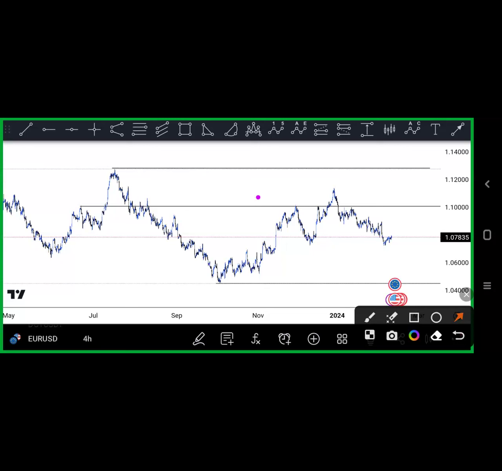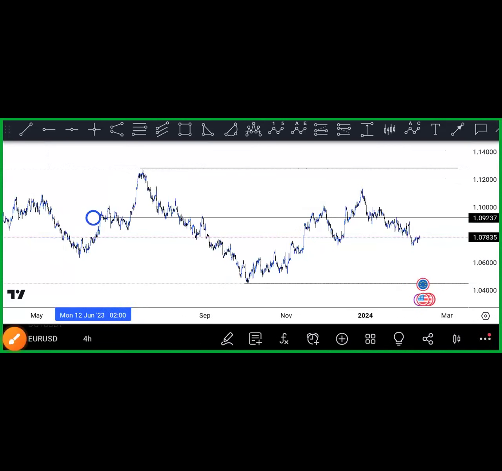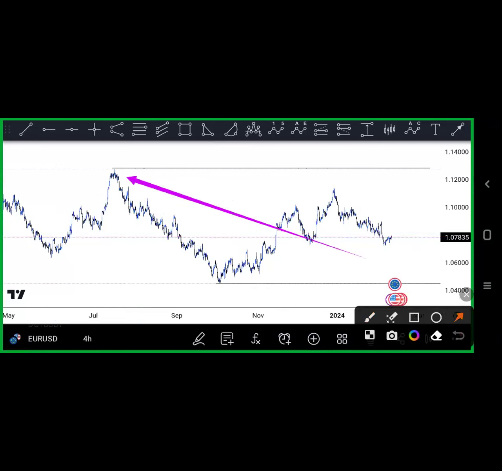I have the reason why for this. This third one here was one we drew. Let me delete it and we'll draw it back again. Now, you see that we have only two lines, the resistance and the support zone. The resistance is the roof, which is this one at the top here. That's my resistance. That's the top zone.